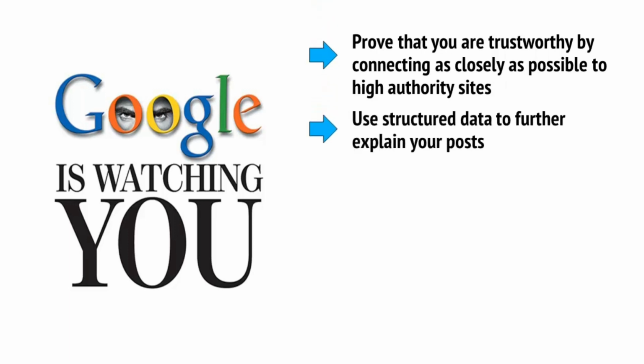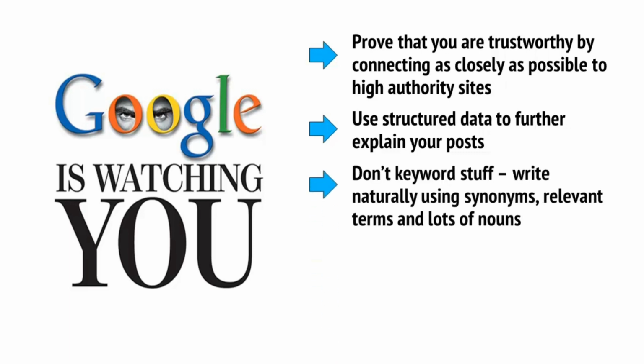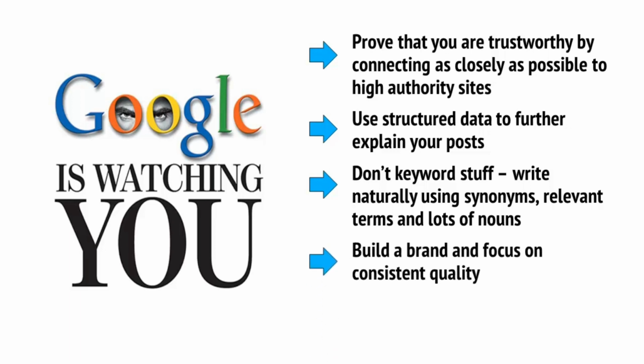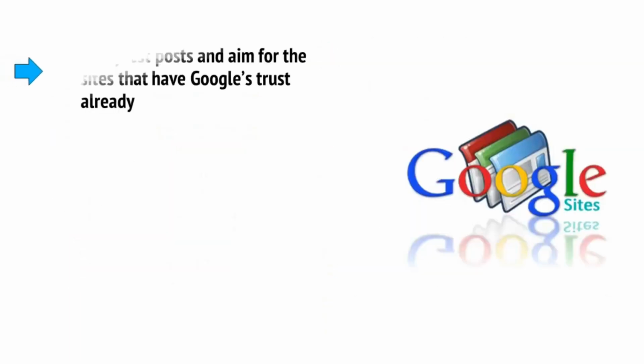Use structured data to further explain your posts. Don't keyword stuff. Write naturally using synonyms, relevant terms, and lots of nouns. Build a brand and focus on consistent quality. Post regularly and build the trust of your users with content marketing. Use guest posts and aim for the sites that have Google's trust already.